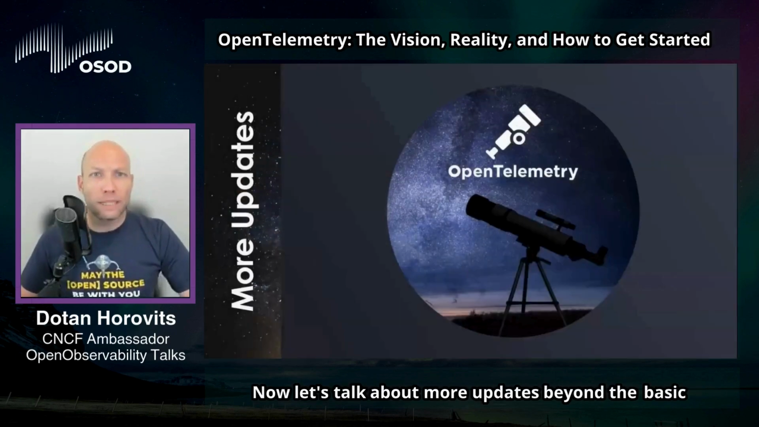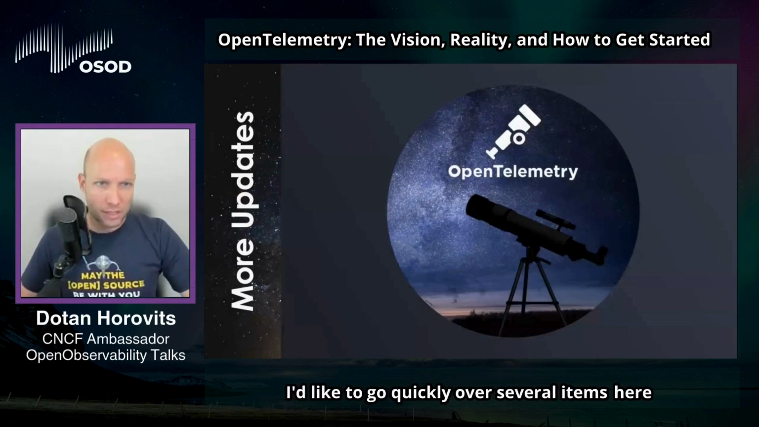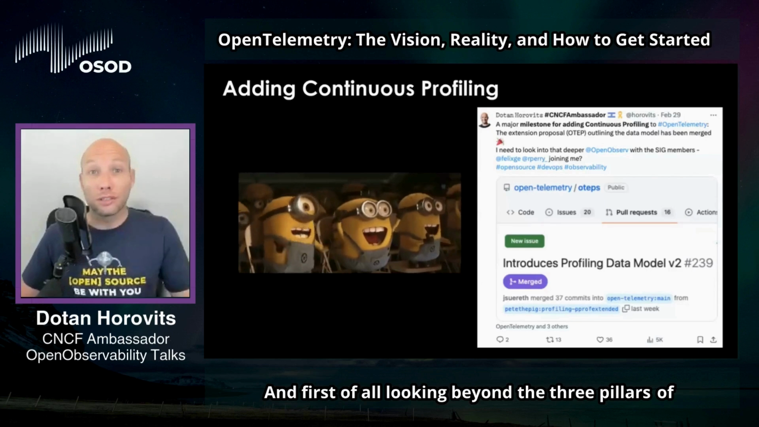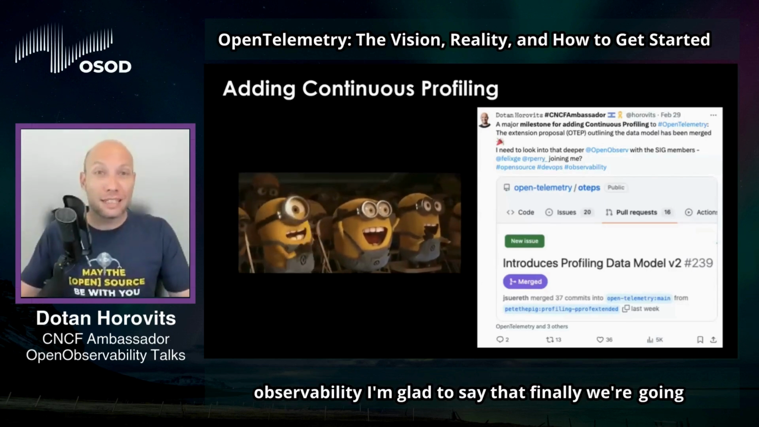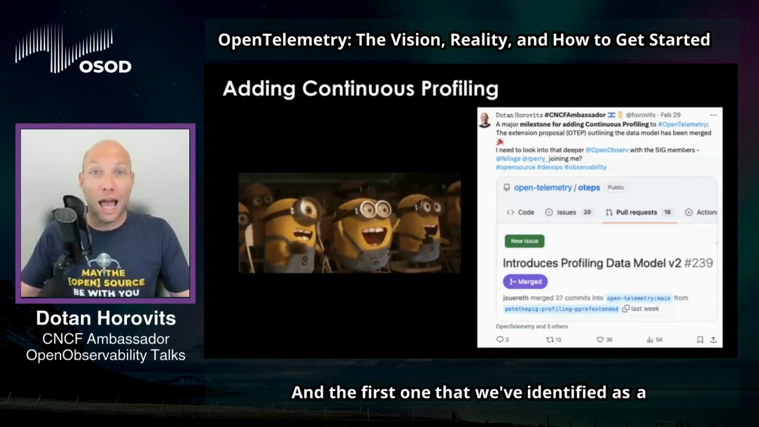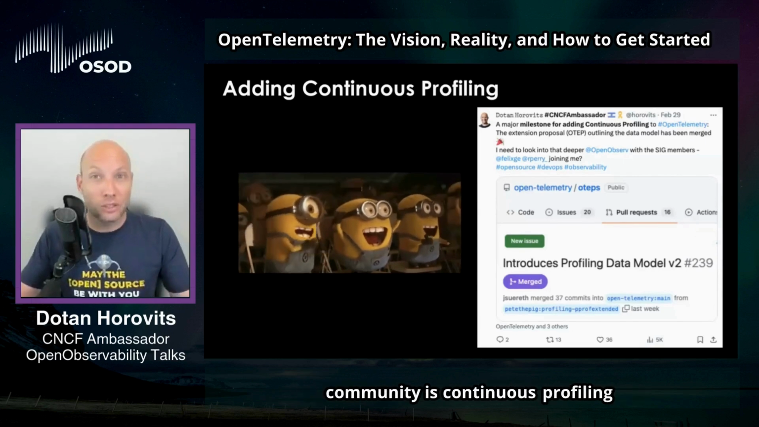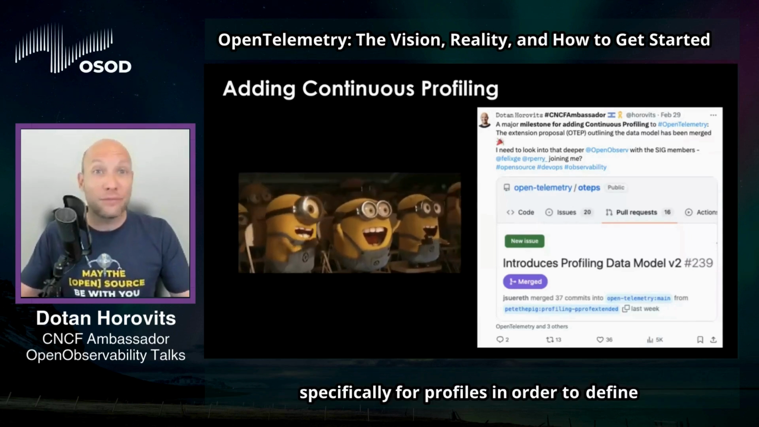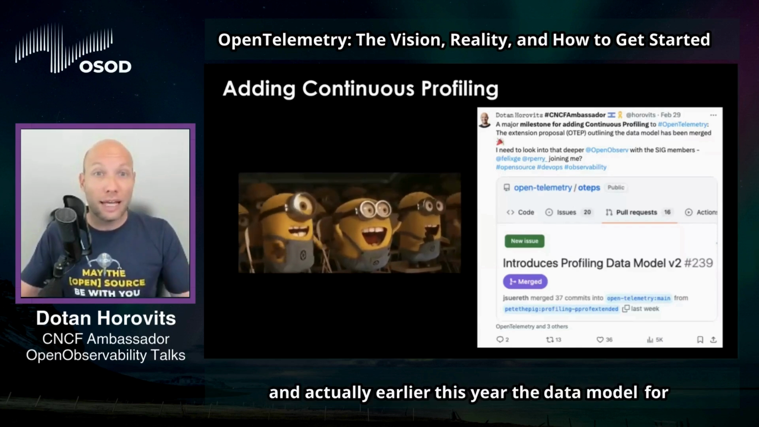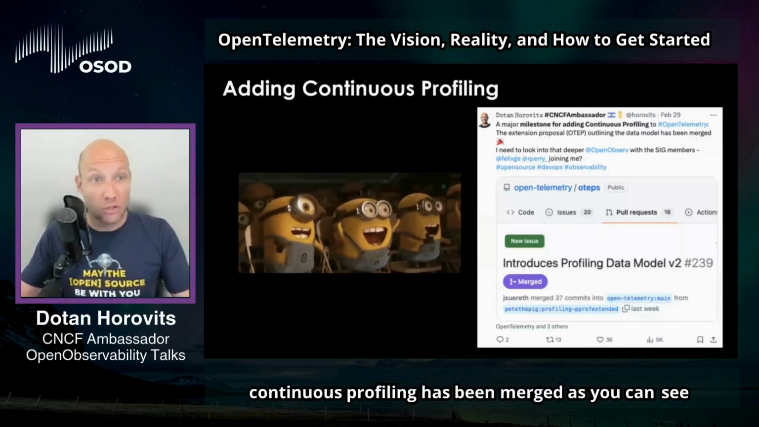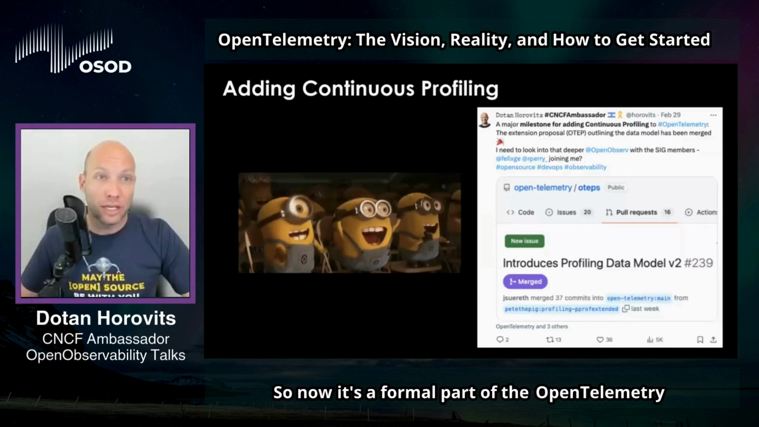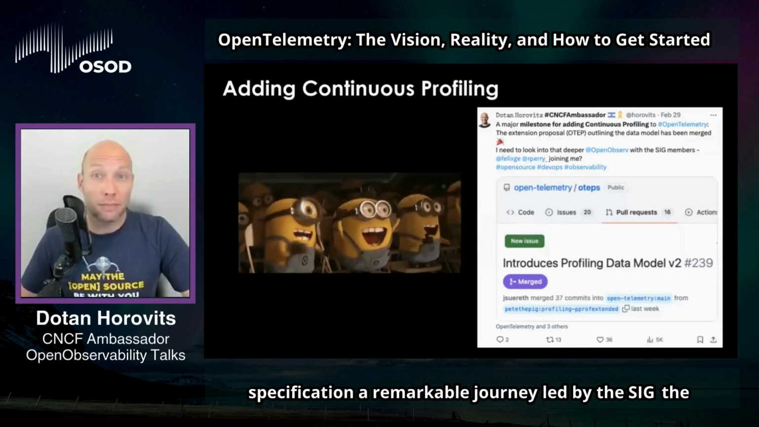Now let's talk about more updates beyond the basic signals and components. I'd like to go quickly over several items here. First of all, looking beyond the three pillars of observability, I'm glad to say that finally we're going into newer signals. The first one that we've identified as a community is continuous profiling. We've established a special interest group specifically for profiles, and earlier this year, the data model for continuous profiling was merged into OpenTelemetry. So now it's a formal part of the OpenTelemetry specification.